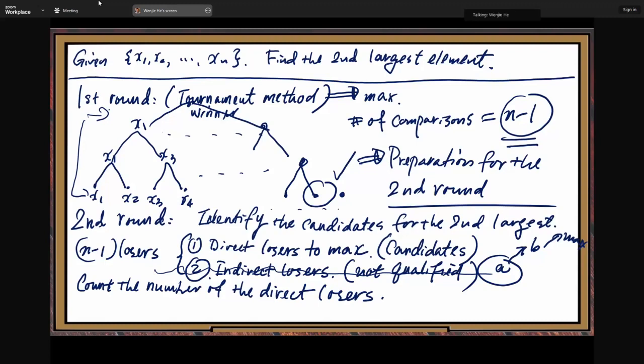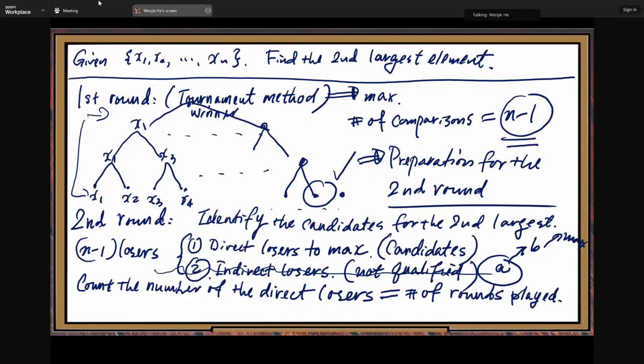How many rounds? So this number equals the number of rounds played. The number of rounds played.